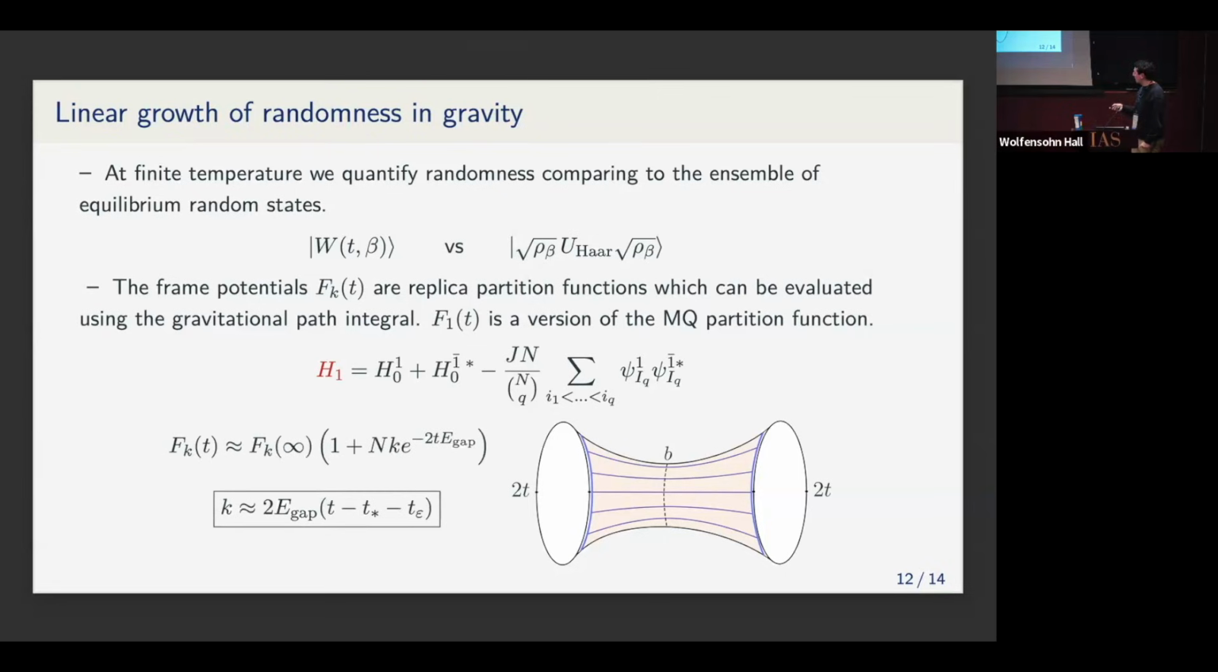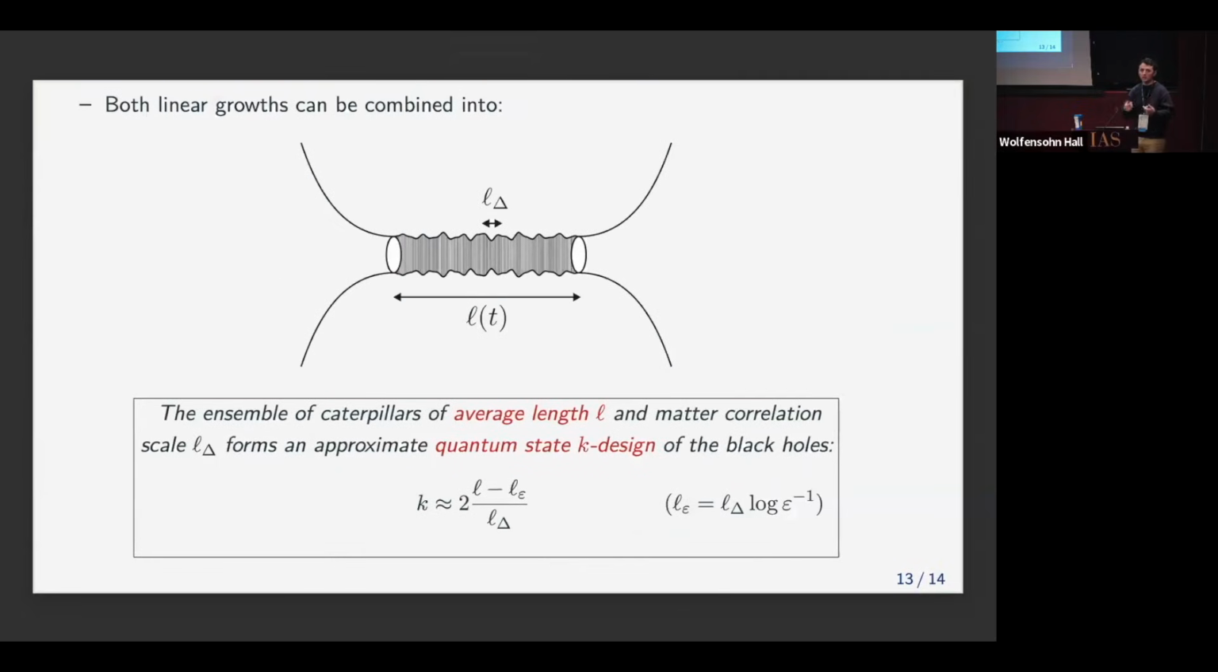What we get is a similar expansion at late times, and this produces a linear growth very similar to the one before. The main difference is that the gap scale is now the gap of this effective Hamiltonian, which is the finite temperature version of the one before. So you see that both the randomness of the ensemble of states and the length of the wormhole grow linearly with the circuit time with the same slope. And so both linear growths can be combined into the following statement, which is the main result of our work.